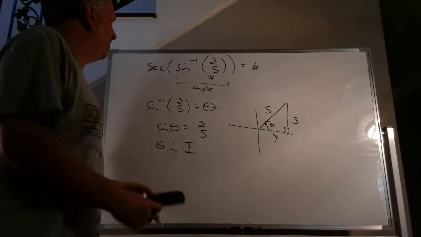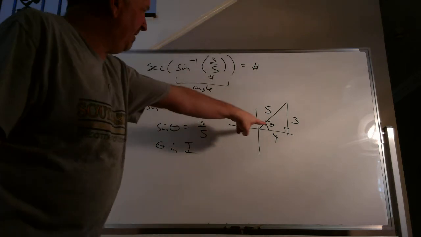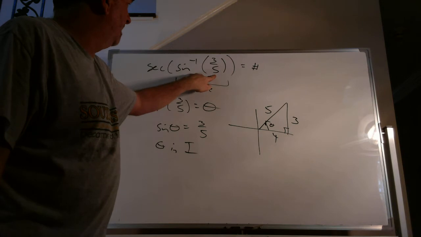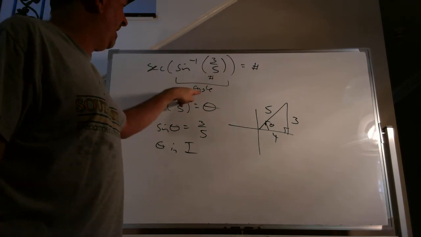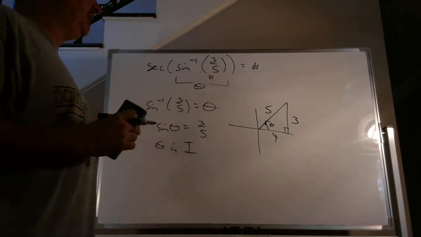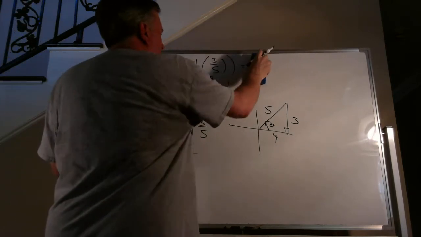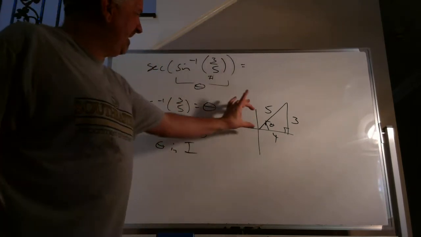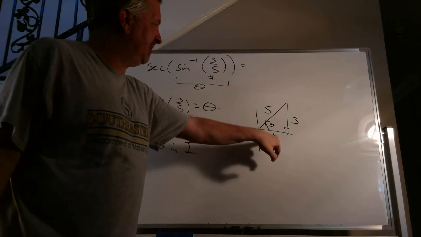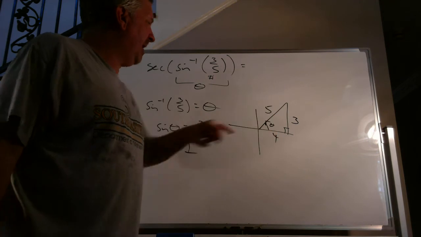Well, let's go back to the original question. This theta is this angle right here. This whole thing is angle theta. And it says find secant of that theta. My angle here is theta. All it's asking for is what's secant of theta? Well, we have a picture. What's the secant of this angle? Secant is hypotenuse over adjacent, or r over x. So it's 5/4.